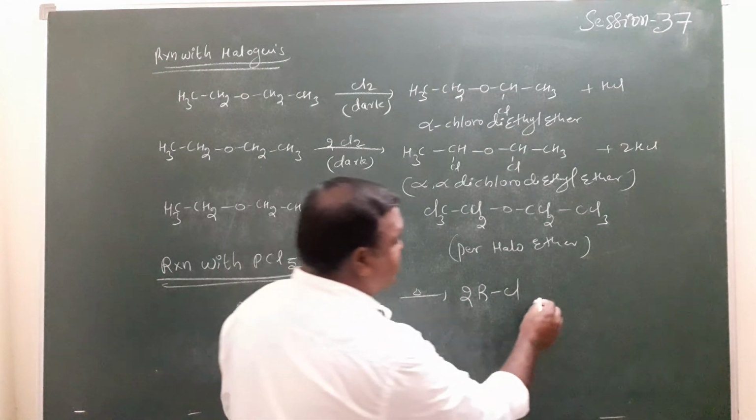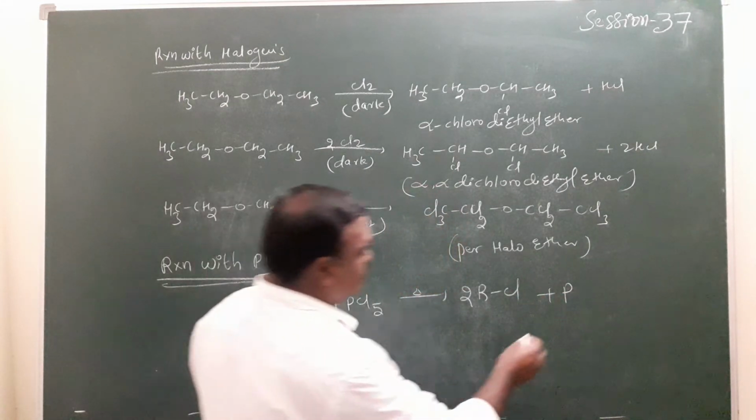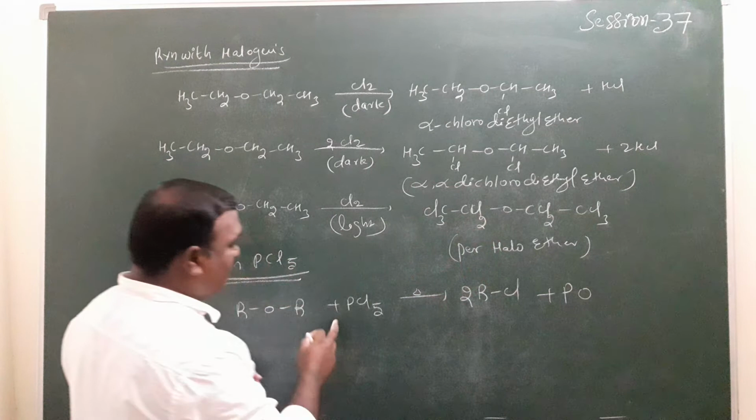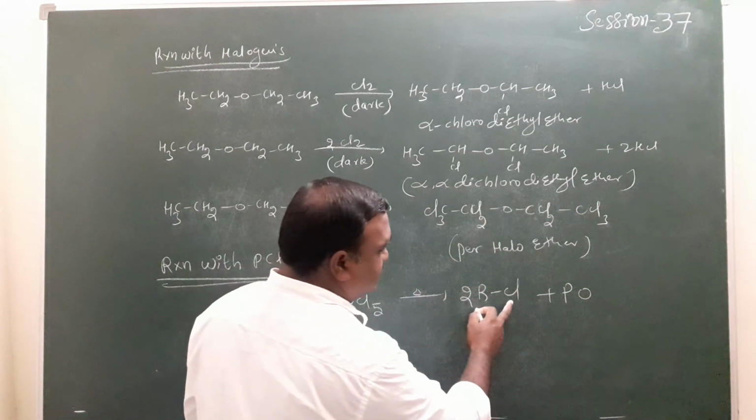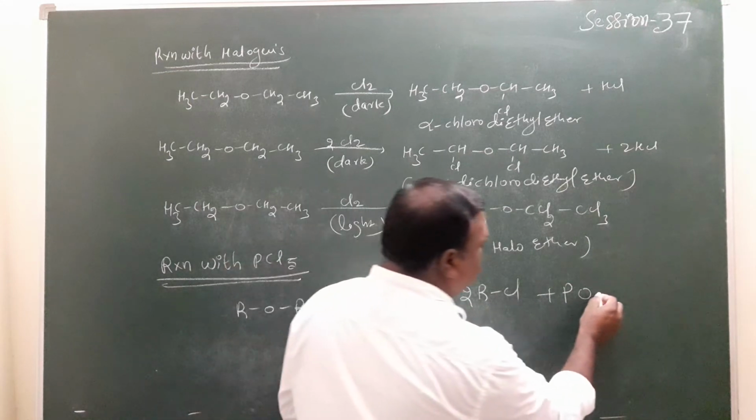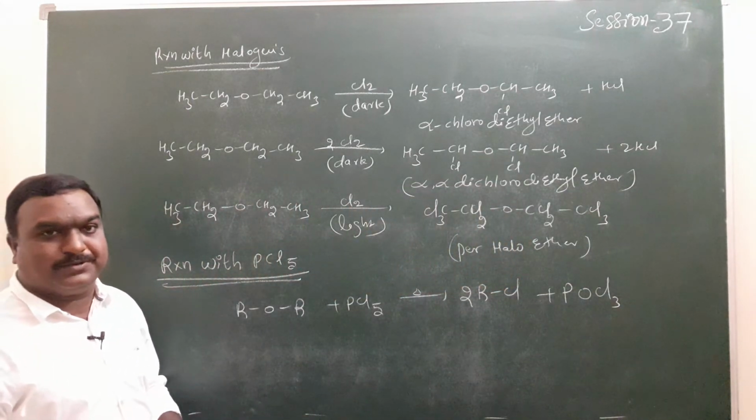Remaining how many phosphorus atoms? 1. Remaining how many oxygen atoms? 1 here. Remaining how many chlorines? Total number of chlorines is 5 here. How many are used in this reaction? 2. Then the remaining chlorines are 3 here. Phosphorus oxide trichloride is formed here.